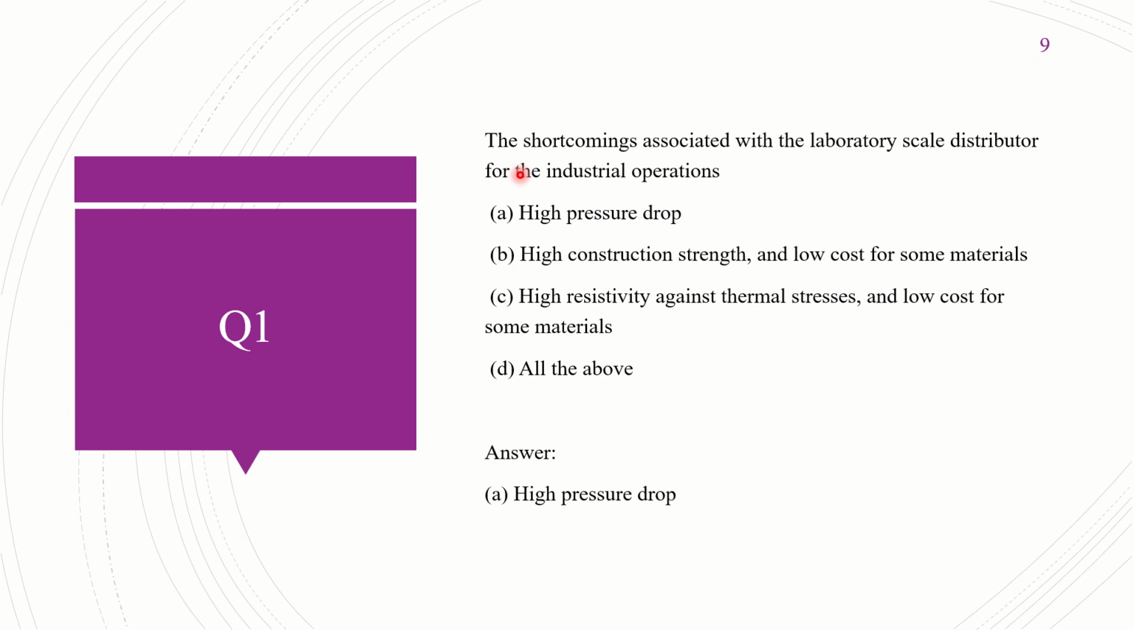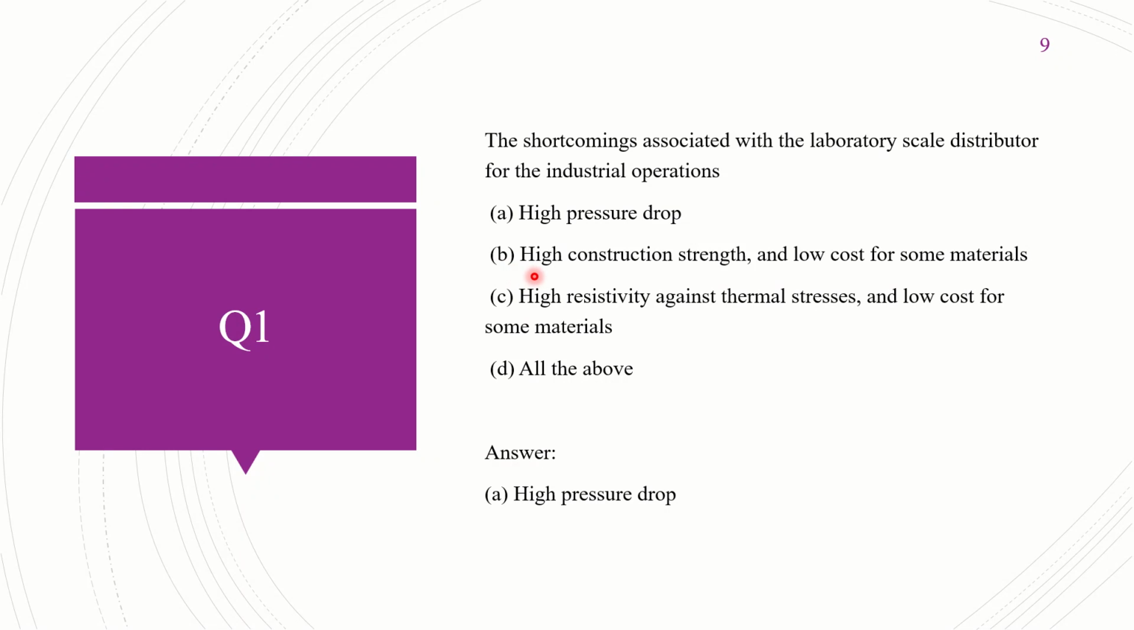Option B: high construction strength and low cost for some materials. What happens when there is a high construction strength? It is not a drawback, right? But it doesn't happen that way. In industrial scale operation, we have a low construction strength, and the material cost should be higher. So option B is a false statement.